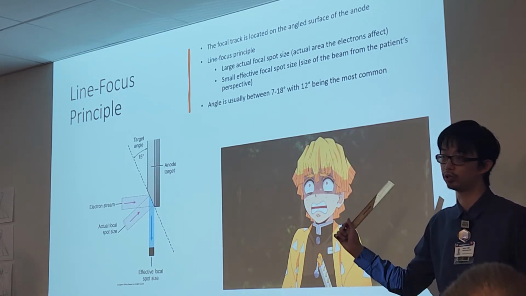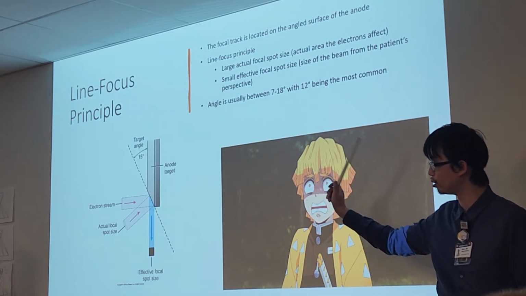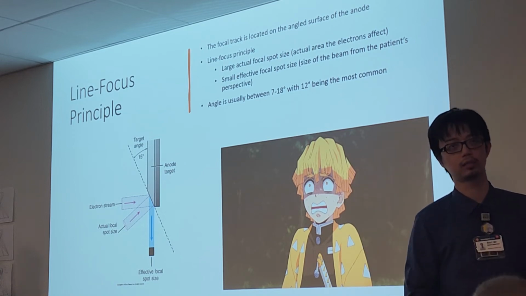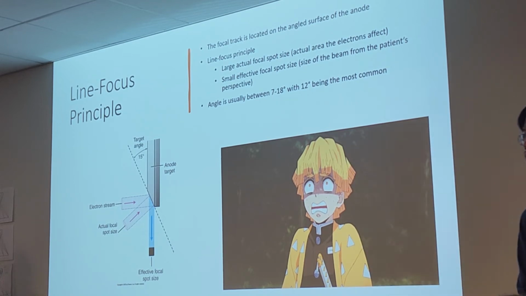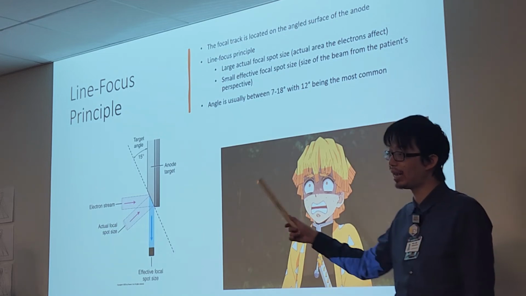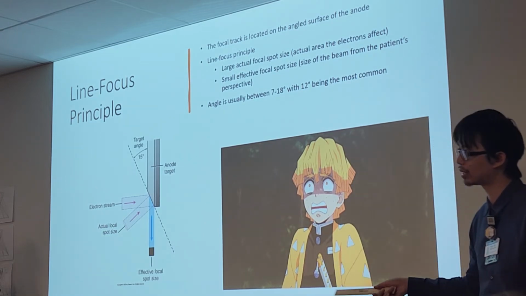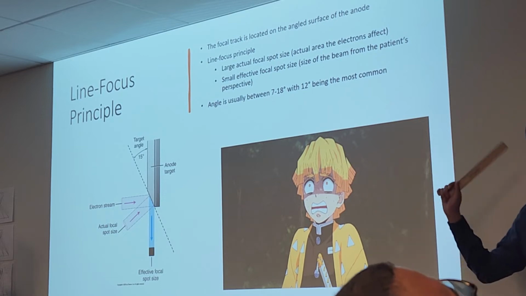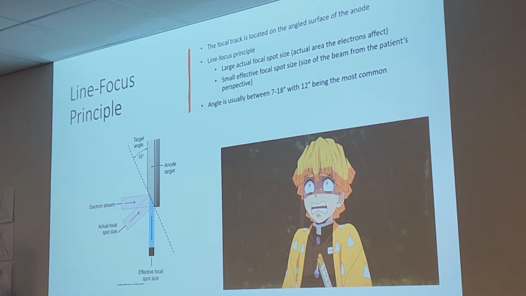Once again, that is due to the line focus principle. It's how the angle correlates with the size of the focal spot. So if I increase the angle of the anode, instead of 15 degrees, let's say it was 18 degrees, or make it something big like 30 degrees, what would happen to the size of the actual focal spot?